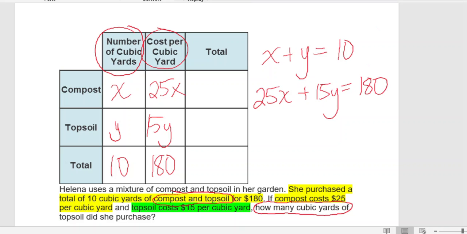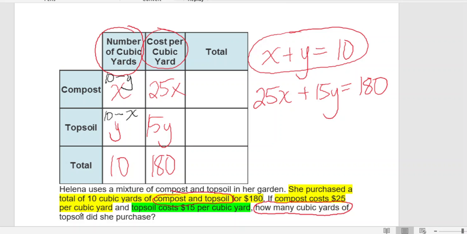When you're given a simple equation like this, we can rewrite either the compost or the topsoil in terms of the other one. So we could say that topsoil is 10 minus x, because x represents compost, and whatever's left over out of the total of 10 would be the topsoil. Or we could write compost in terms of y, 10 minus y, for the same reason.